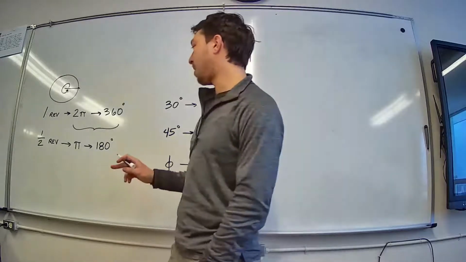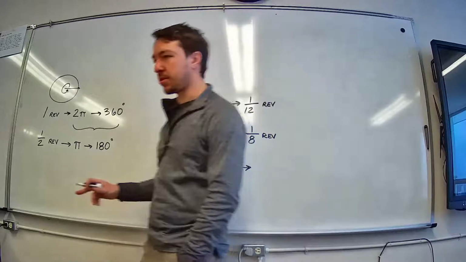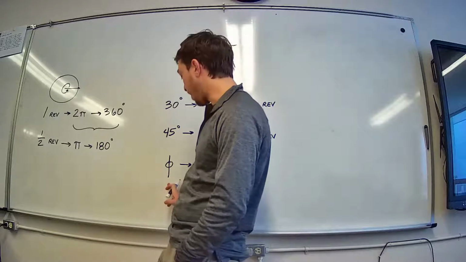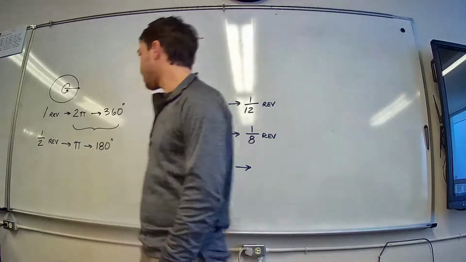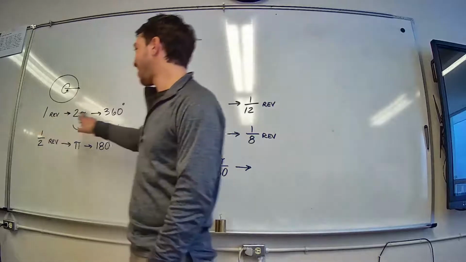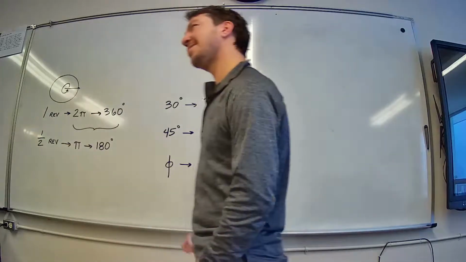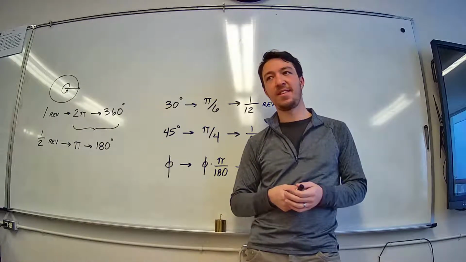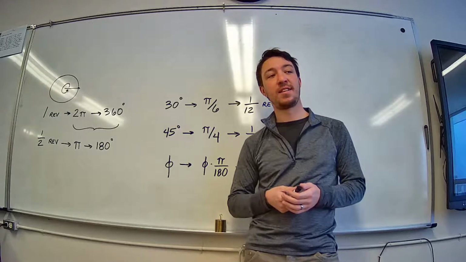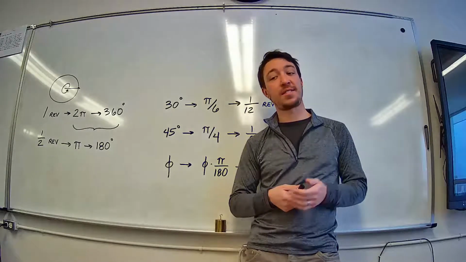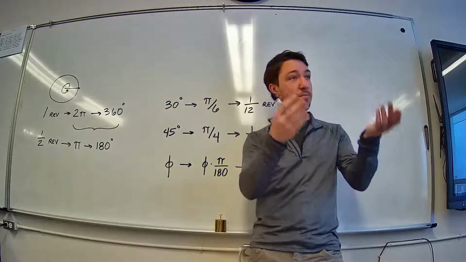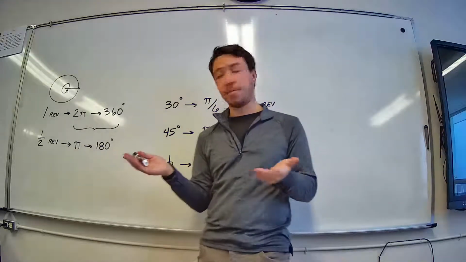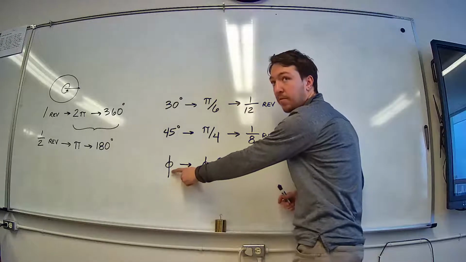So how do you go from degrees, because remember, this is how many degrees you have, to revolutions? Maybe this is the easier one to look at. At least my understanding is you just pretty much divide by 2 pi. That's how you go from radians to revolutions, because there's 2 pi radians in each revolution.